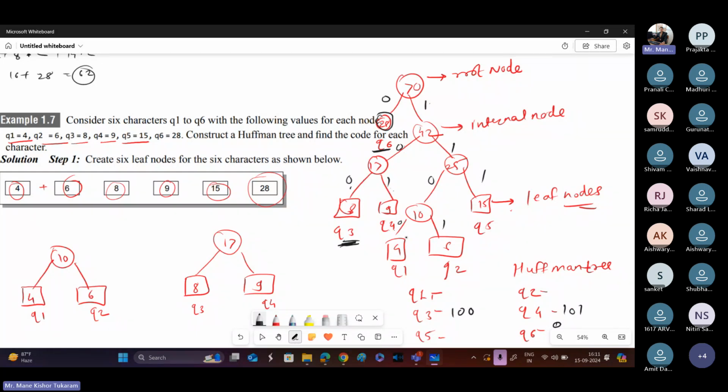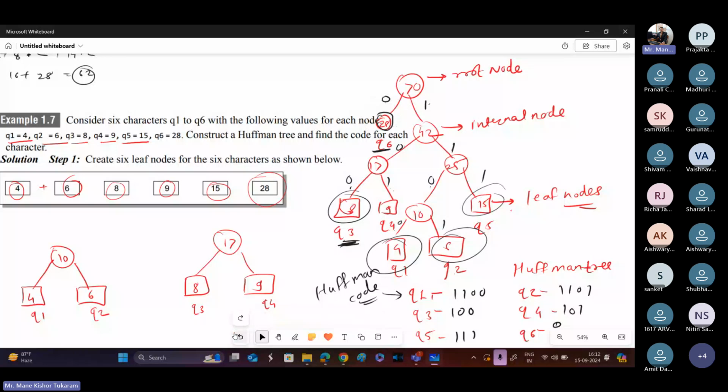1 0 1. Now which one do we need? Q1. To reach Q1 from the root, it is 1 1 0 0. 1 1 0 0. Now Q2 is 1 1 0 1. 1 1 0 1. And Q5 is 1 1 1. 1 1 1. So this is nothing but the Huffman code. So Huffman code is nothing but a path from the root node to the leaf node. Okay, so for all these leaf nodes, their path from the root node is nothing but the Huffman code. So inside the Huffman code, the left part is written with 0 and right part is indicated by 1, and we have to just search the particular content. So all these are nothing but the Huffman code.